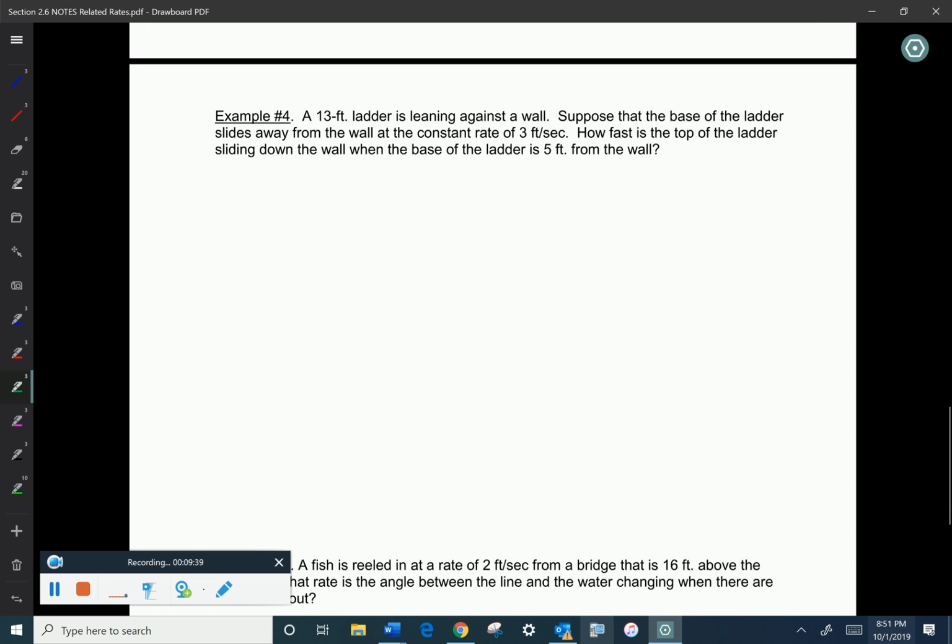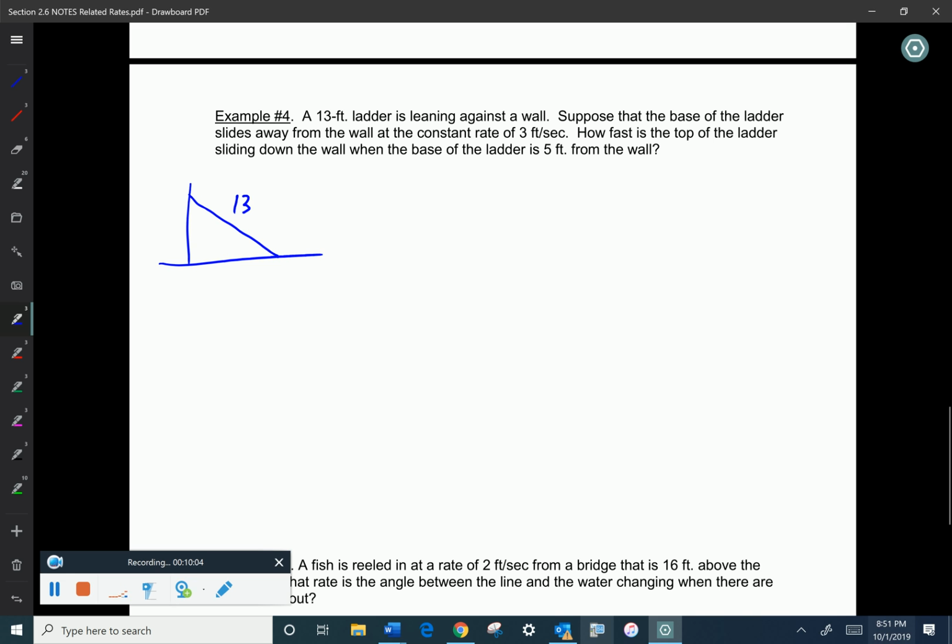Okay, so here's the idea. It says a 13-foot ladder is leaning against a wall. Like I said, we're going to draw a picture if we can. So here's the wall on the ground, and there's this 13-foot ladder that's leaning against the wall. Now that ladder is 13 feet long, and it's not changing. It's not like the ladder is changing from 13 feet to 12 feet or whatever.